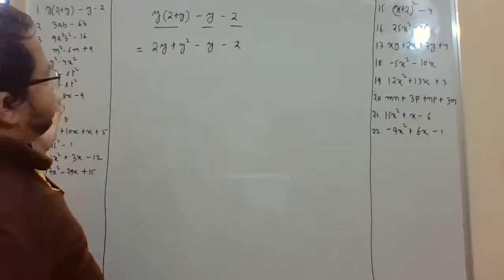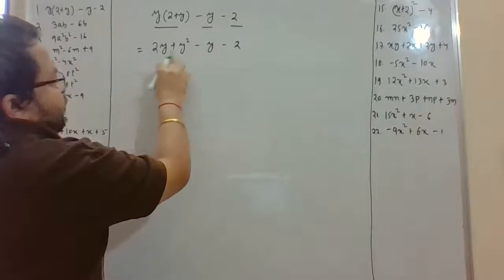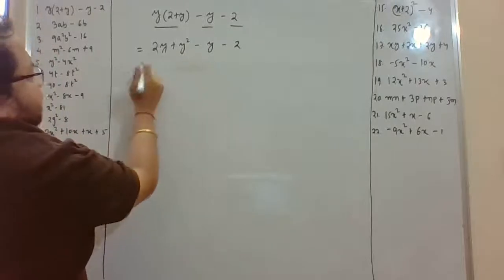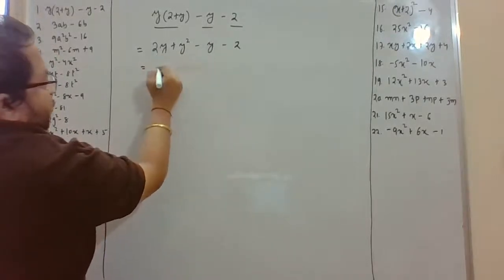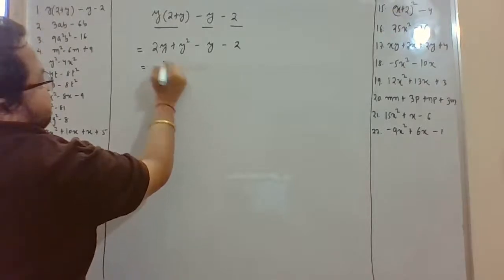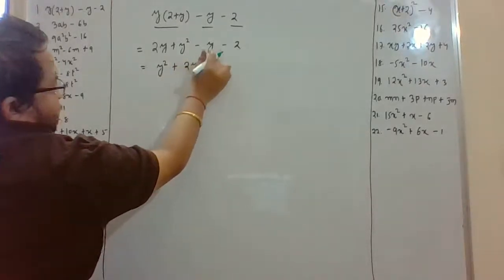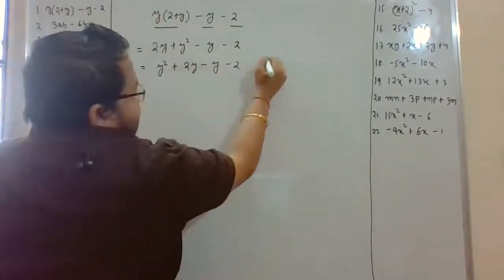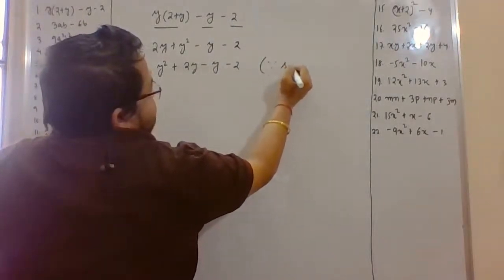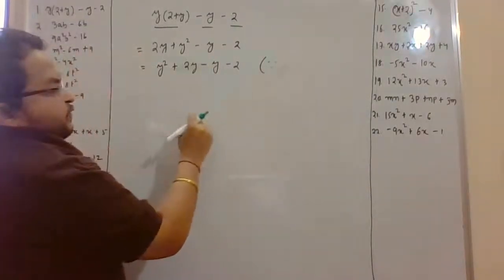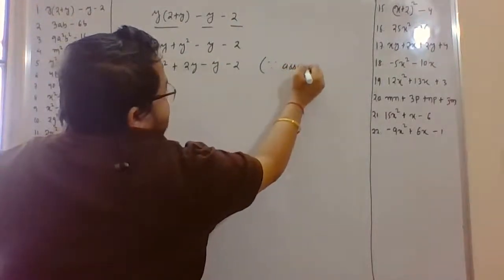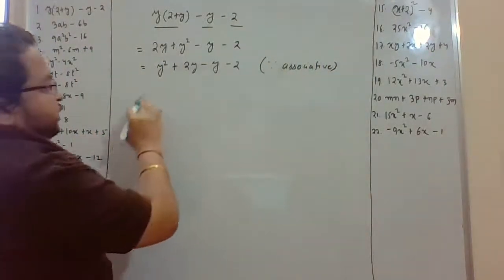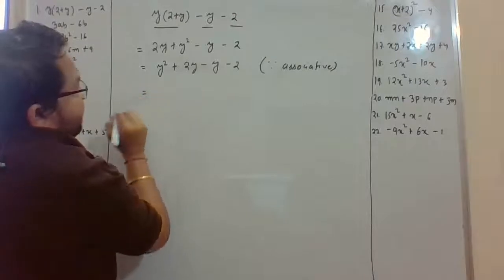After doing this, you may rewrite the problem like this: 2y and y squared, let it be the first term, plus 2y, bring this minus 2y closer to this, minus y minus 2. The reason, obviously, is the associative property of addition. You can jumble up the terms in the expression and it doesn't really change.